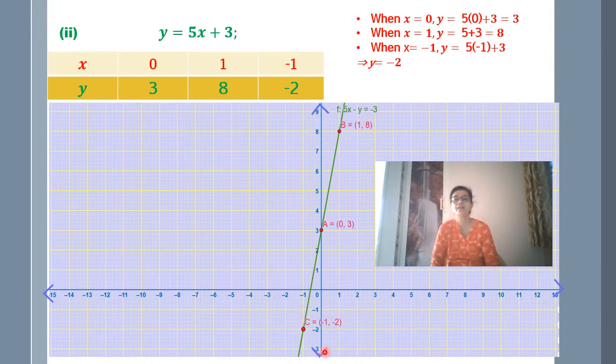You can even write the name of the equation near the line. You have to join A, B, C with a line. After joining it, you can see the green line over here. After joining these 3 points with a line, you write down y is equal to 5x plus 3 near the green line.